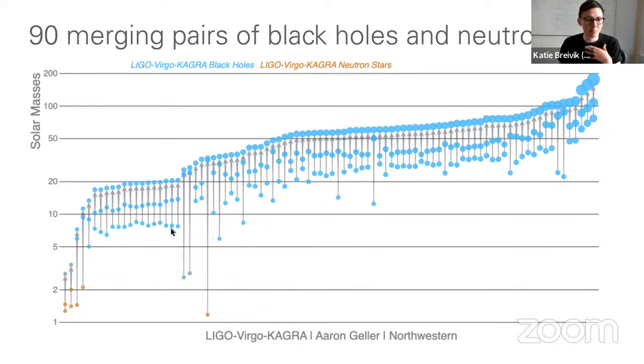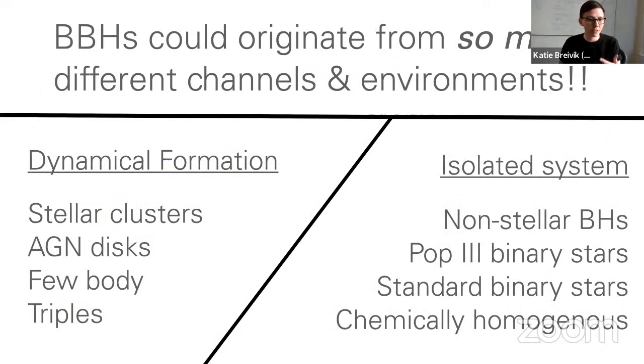But one of the things that is so frustrating as a binary modeler is that there are 90 merging pairs of systems and there are almost 90 formation pathways that you can make them from. So it's quite difficult to disentangle which channels are producing which systems. I'm not going to talk about this too long, but I have so many thoughts and feelings about this. If you're interested in formation pathways and all of that, please do reach out to me offline.